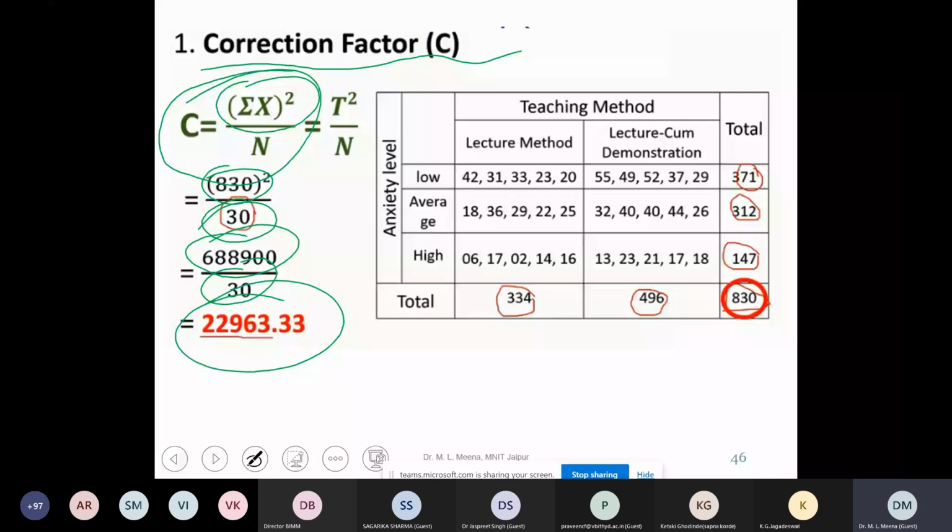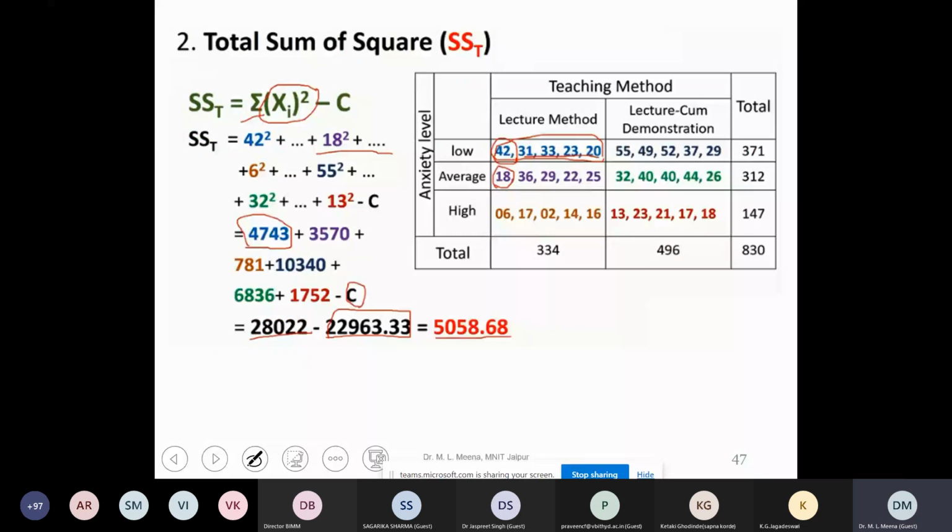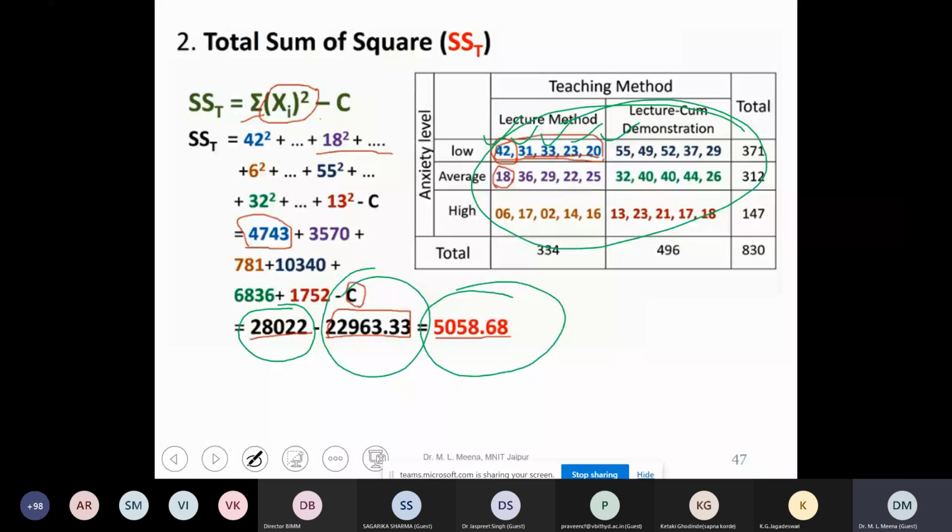Now find out the total sum of squares with the help of the correction factor. The formula is SST equals the summation of xi whole squared minus C. In this, we find the squares of all observations, square of 42, square of 31, square of this, and sum them. After the sum, the value is this, and C is this, and the result is 5058.68 as the value for the total sum of squares.